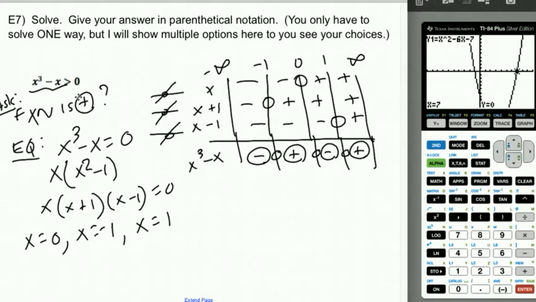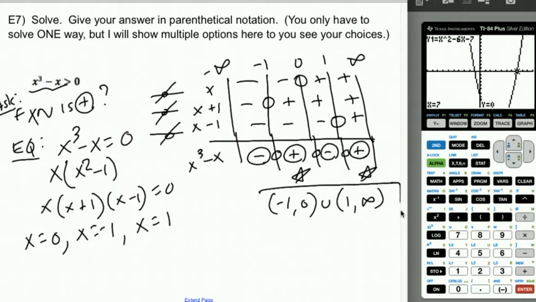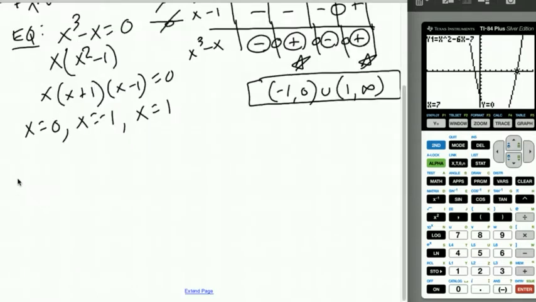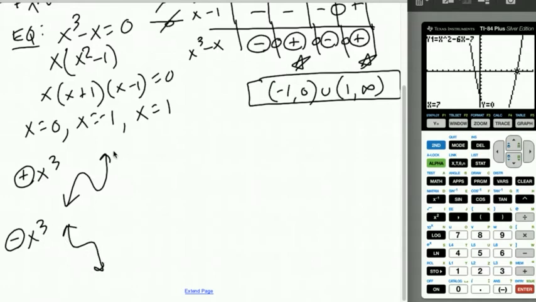So since I was asked when is this thing positive, strictly positive, my answer would be these two intervals, which would be -1 to 0, and again from 1 to infinity, right? That's my answer. Now, the other way to do this is if you remember what a positive cubic looks like, right? So a positive x cubed goes like this. A negative x cubed goes like this.